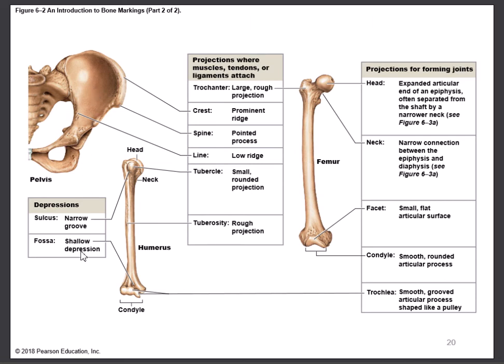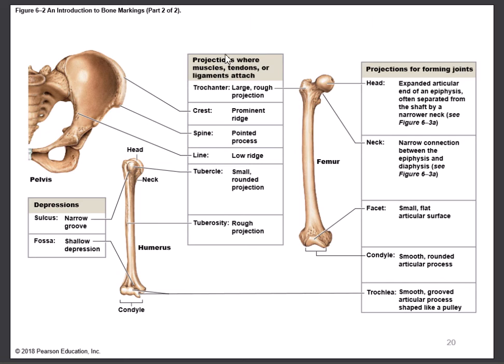Now we have a lot of different fossas in the body. As you study the different bones, you'll see these fossa. All right, so those are the two depressions, a sulcus and a fossa. This middle column here are projections, and the job of these bumps and projections is to act as points of attachment for muscles and ligaments.